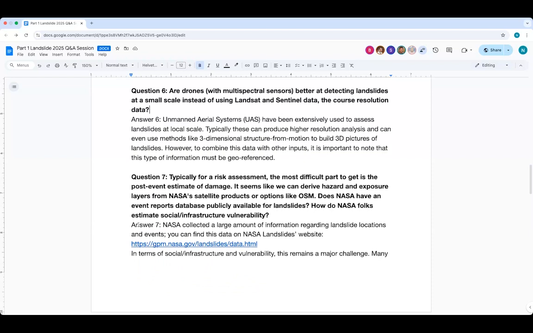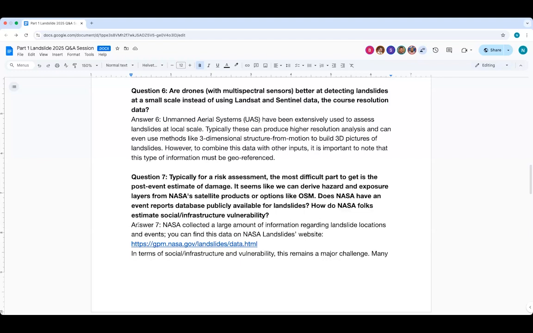So this is something I'd like to touch on again in parts 2 and 3 of this training. Drones certainly have a very important role to play in field studies of landslides. We typically refer to these as unmanned aerial systems, or UASs, and they've been widely used in recent years to assess landslides. You may be able to use a number of different approaches to produce landslide assessment, including 3-dimensional structure from motion, where you take multiple images from around a location to build a 3D picture of a landslide, and then you can see how that might change over time.